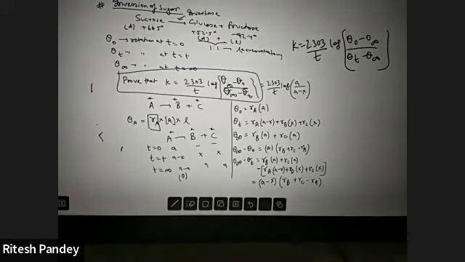Theta infinity minus theta naught upon theta infinity minus theta t, or theta t minus theta infinity upon theta t minus theta infinity, the ratio is going to remain the same. Yes or no? I just wanted to add this so that you don't get confused if you have a ratio like this discussed.